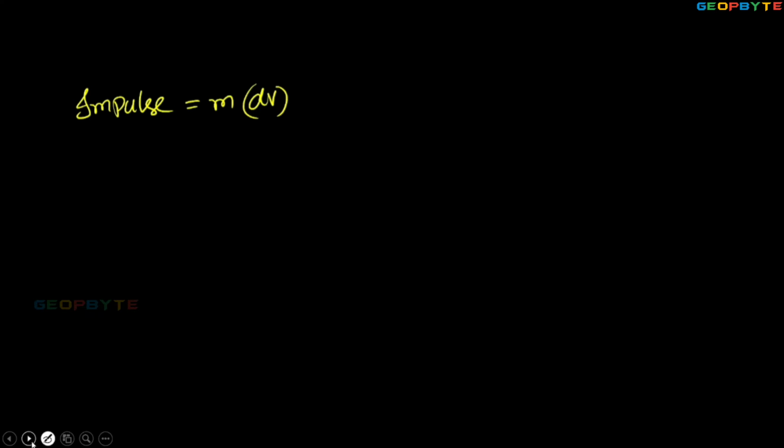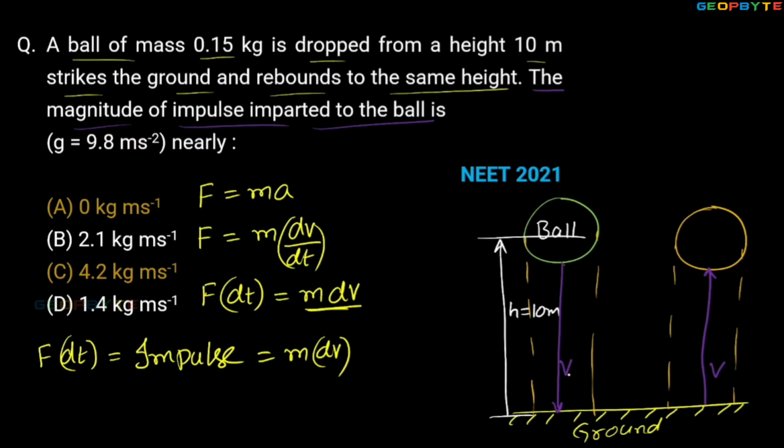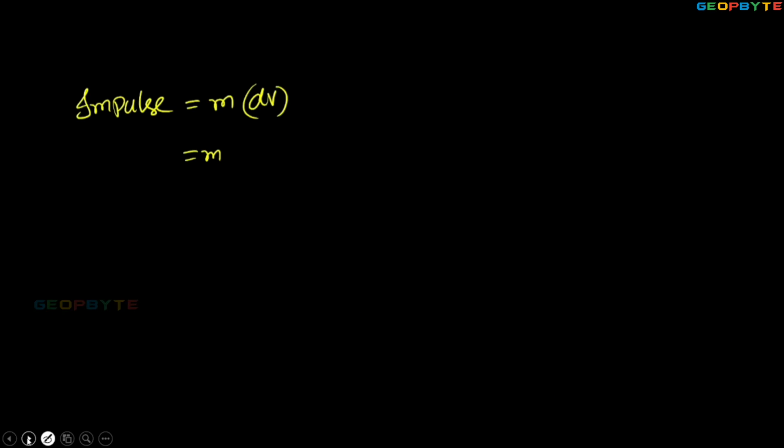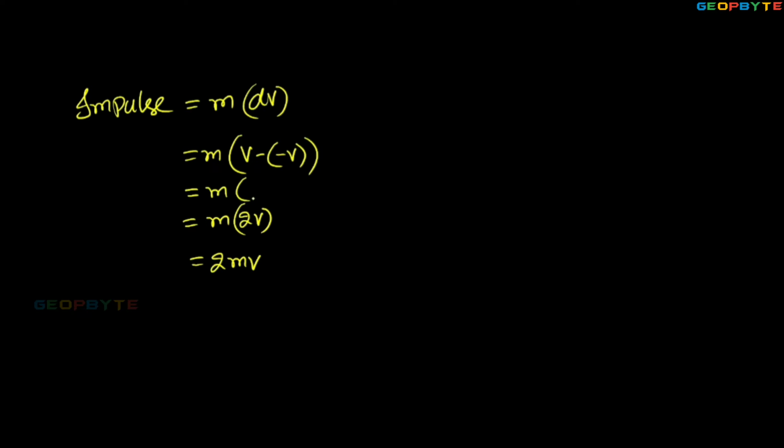Now, the ball reaches the ground with a velocity v and leaves the ground with a velocity v, but in the opposite direction. So the change in velocity is v minus minus v. It is m into 2v, v plus v, 2v. So the impulse is 2mv, that is m into v plus v.